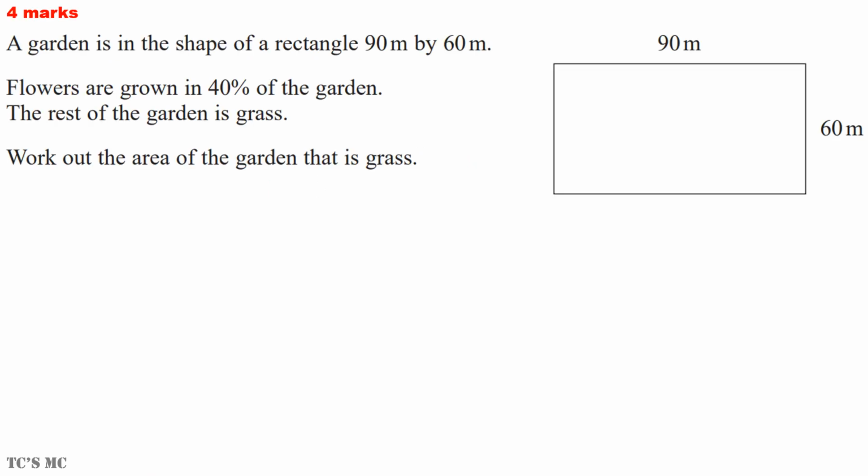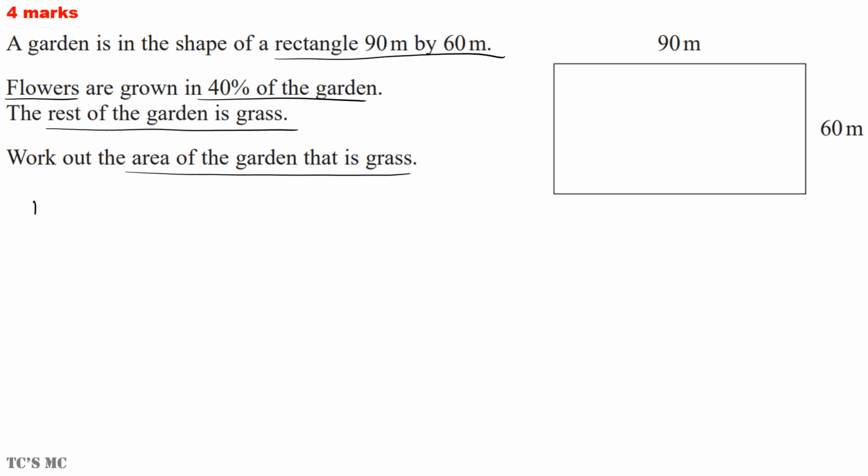A garden is in the shape of a rectangle, 90 meters by 60 meters. Flowers are grown in 40% of the garden. The rest of the garden is grass. Work out the area of the garden that is grass.